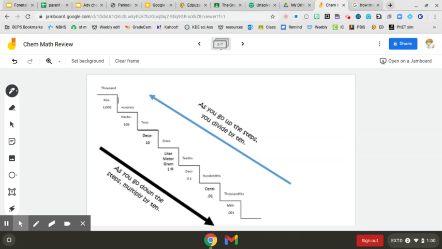But if I have 1/10 of a gram, that's a decigram. 1/100th of a gram is a centigram. 1/1000th of a gram is a milligram. So what prefix you use depends on what kind of thing you're measuring.